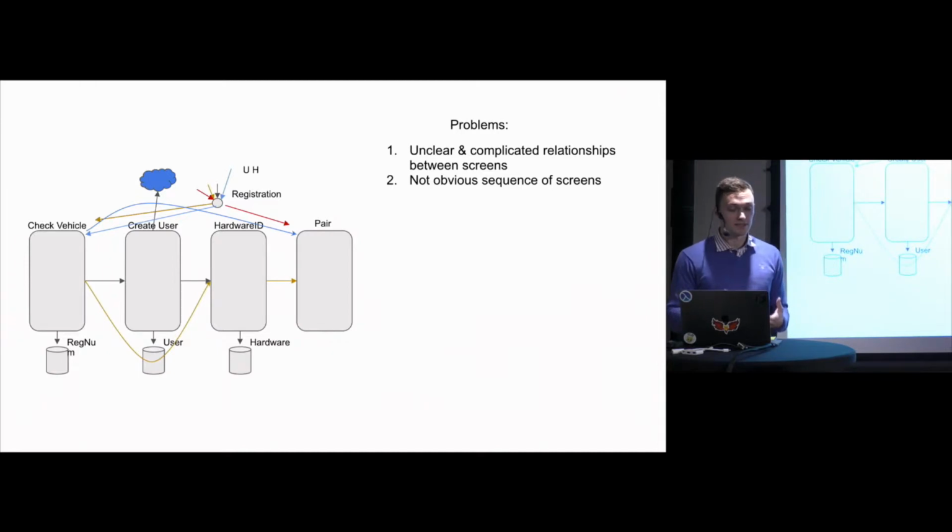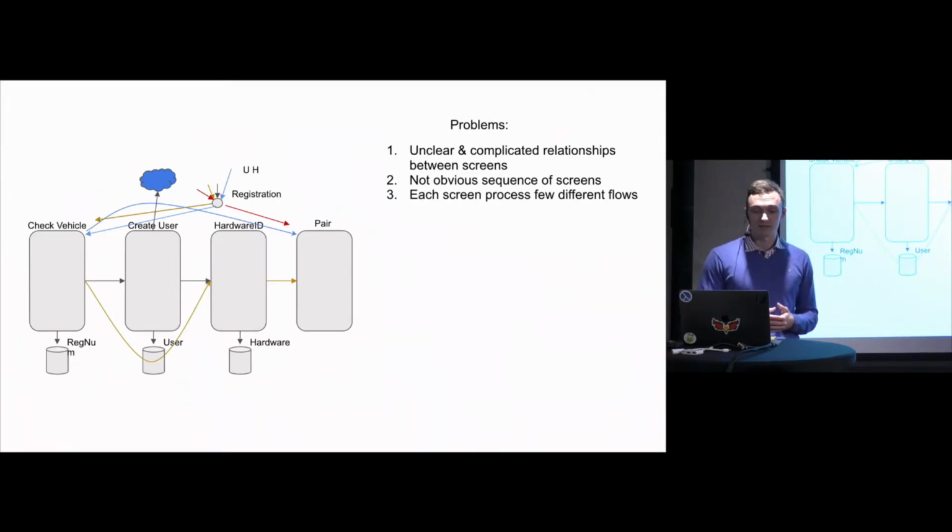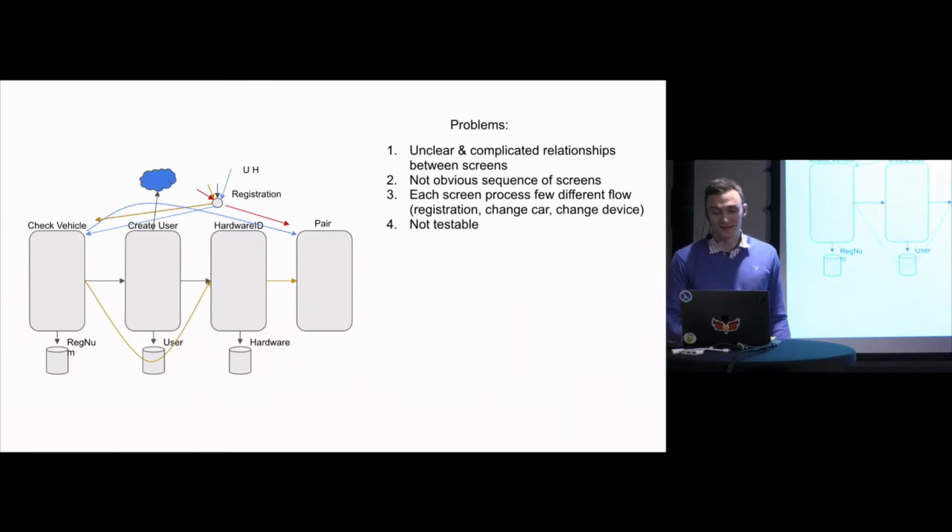The second problem was not an obvious sequence of screens, because we didn't have a single place where you can just open and look and understand what sequence you have for registration and what sequence you have for change vehicle. So we didn't have that place. The third problem was that each screen provider tried to process a few different flows. Yeah, it wasn't testable at all.